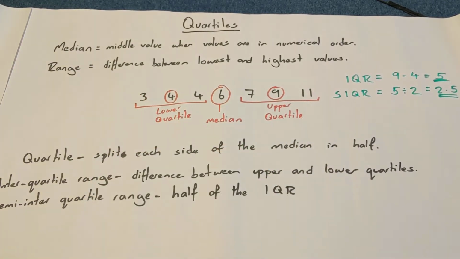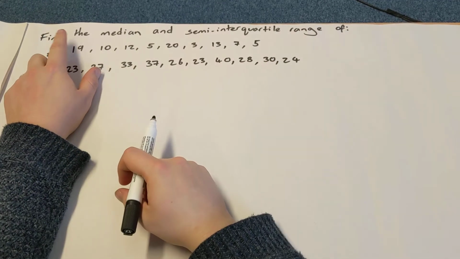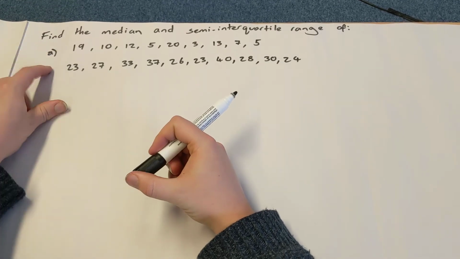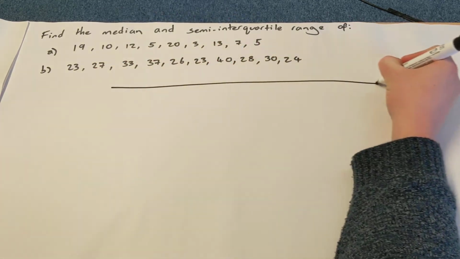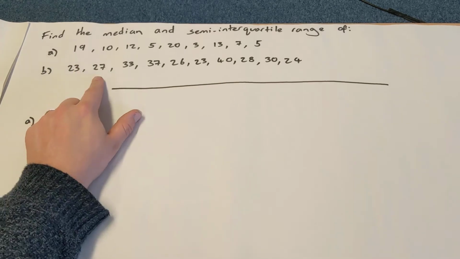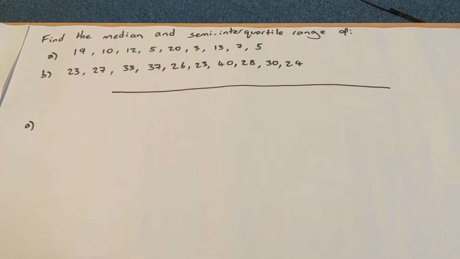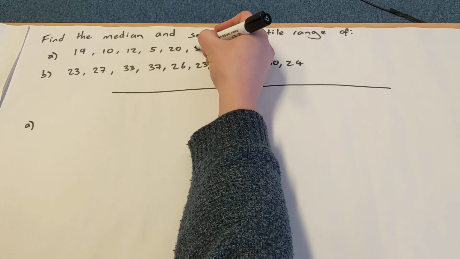So I'm just going to pause for a second and write down a couple of examples of this to look through. So here the question is asking us to find the median and semi-interquartile range of these two sets of data. So let's have a look at this. Let's start with A. So the first thing we need to do, we need to write them in order, okay? We need to start with the lowest and go up to the highest. So our lowest here is going to be 3.